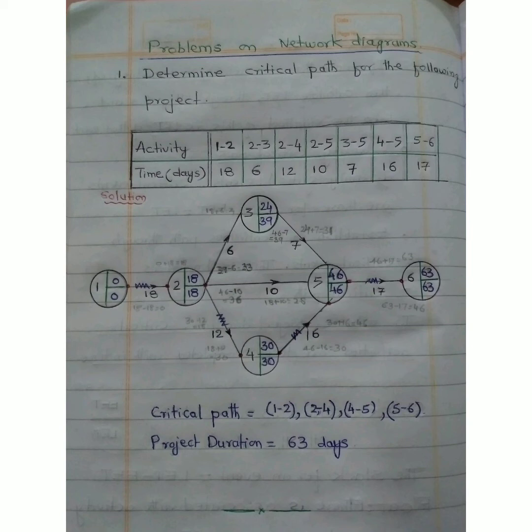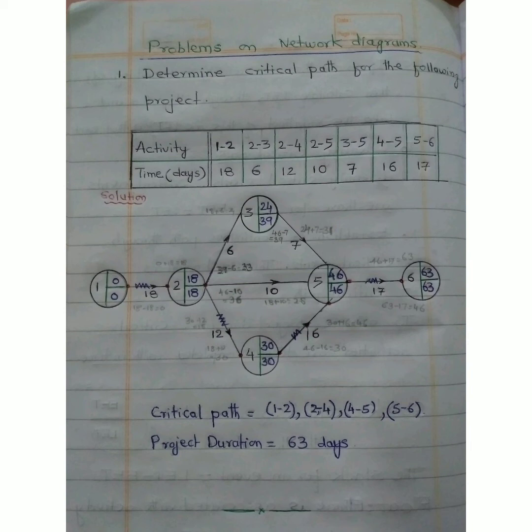Latest event time of event number 5 is equal to LETF minus TE, that is 63 minus 17, equal to 46. Similarly, we calculate the latest event time of event number 4: 46 minus 16 is 30, and the latest event time of event 3 is equal to 46 minus 7, which is 39.